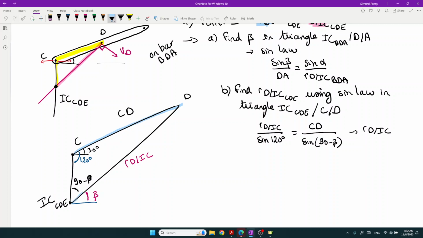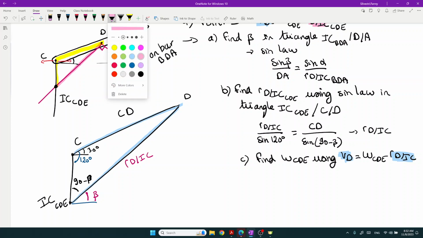Now this distance is a blue distance. And we can find step number C. This is still to find the omega. We can find omega CDE using VD equals omega CDE times RD about IC. So we know VD, we found it with the previous part. We know RD about IC. We will get omega CDE. That's a long step, but we need to find the geometry. We need to find the distances. No choice. That is for the point D.